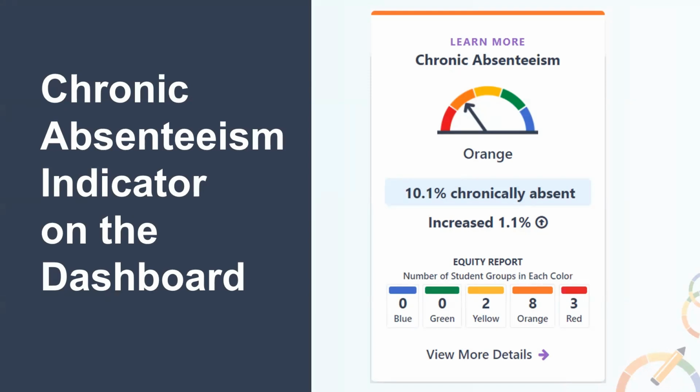In this example, 0 groups were in the blue or green, 2 groups were in the yellow level, 8 were in orange, and 3 in red. At the bottom of a card, there is a link to view more details, which provides more specific student group information.